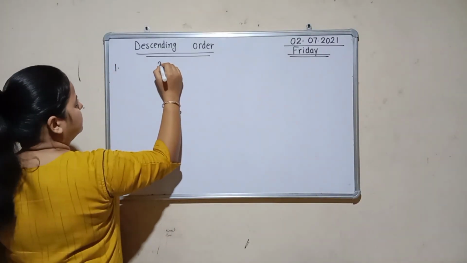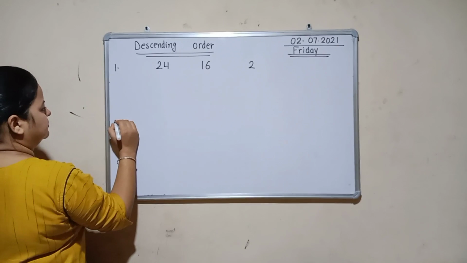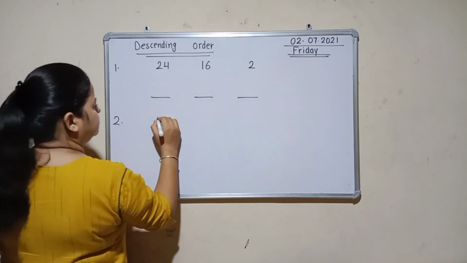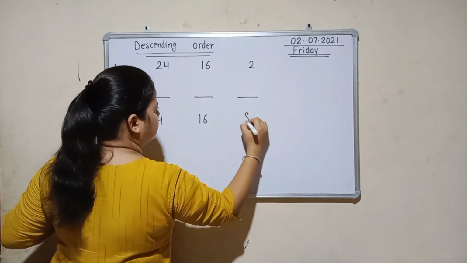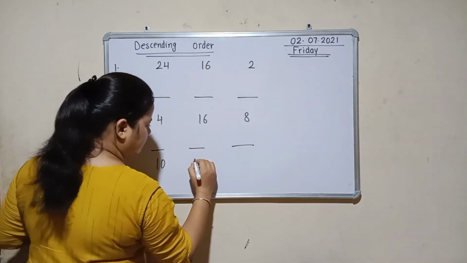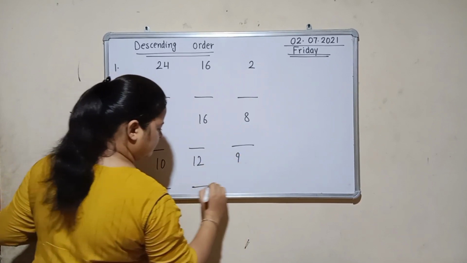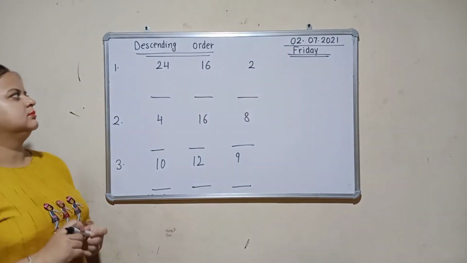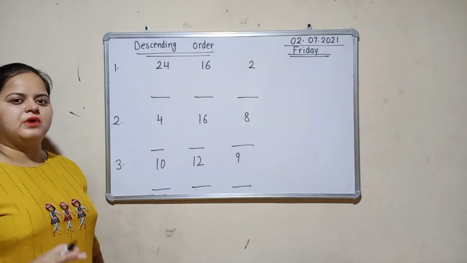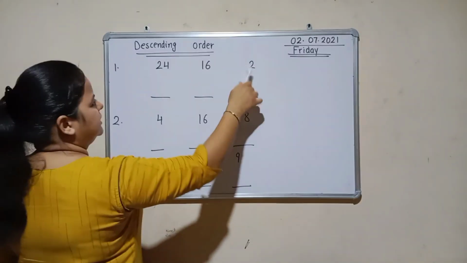The first is 24, 16, 2. Second is 4, 16, 8. Third is 10, 12, 9. Write the same numbers in your notebooks again. Now we have to find the greatest number from these three. 24, 16 and 2.